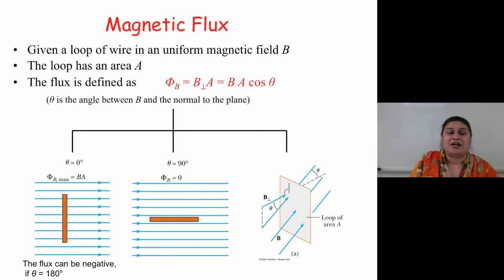So since this is a dot product, we are going to use mathematical formalism for cosine of theta. So flux is given by B perpendicular A equals B A cosine of theta. When theta equals 0, flux will be maximum that flows through. When theta equals 90 degrees, the flux will be equal to 0, as shown here.